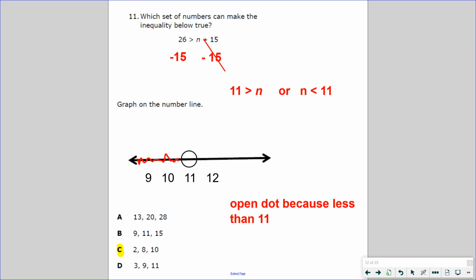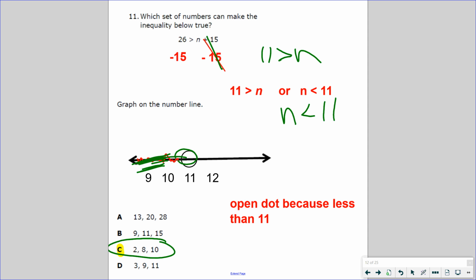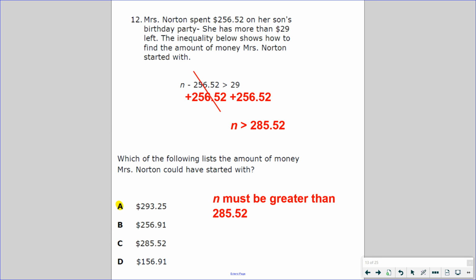And number 11, which set can make the inequalities true? So subtract 15 on both sides. Cancel. So that's 11 is greater than n, or n is less than 11. So we are doing an open dot, numbers that are less than 11. So what numbers are less than 11? 2, 8, and 10.